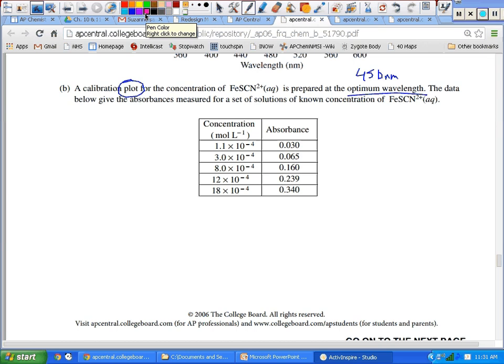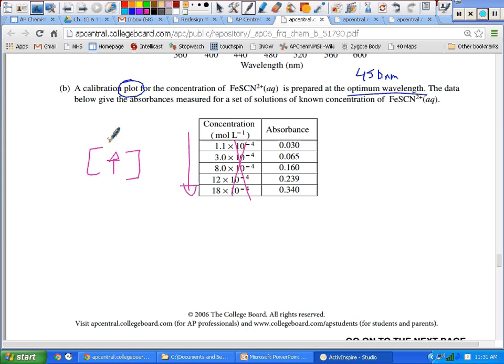It's going from 1 to 18. It's increasing. Since all of these are to the negative fourth, what can you really do in terms of trying to compare them? Can't you just ignore them? Do you agree with that? So as the concentration goes down, what is the concentration doing? The concentration is increasing, right?